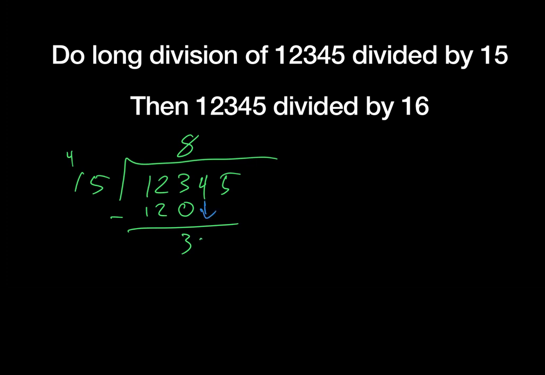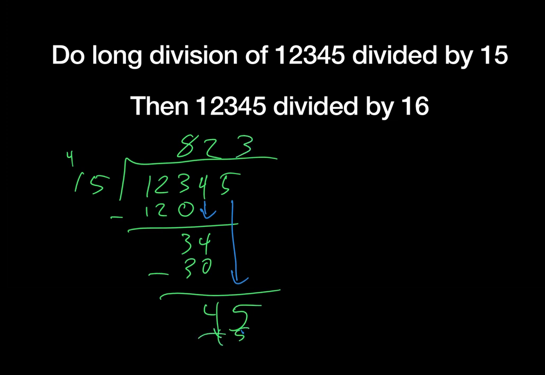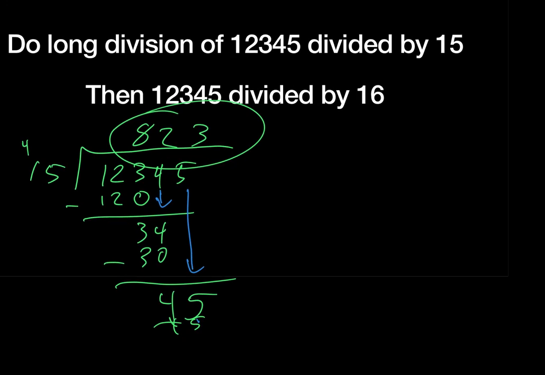Then you bring down the next one. We say 15 into 34. Well, that's 2 because we know that's 30. Subtract. That's 4. Bring down the 5. 15 into 45 is 3. That's 45. Subtracts to 0. That's my final answer.